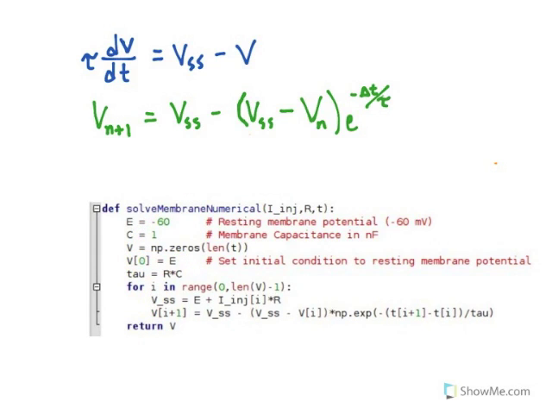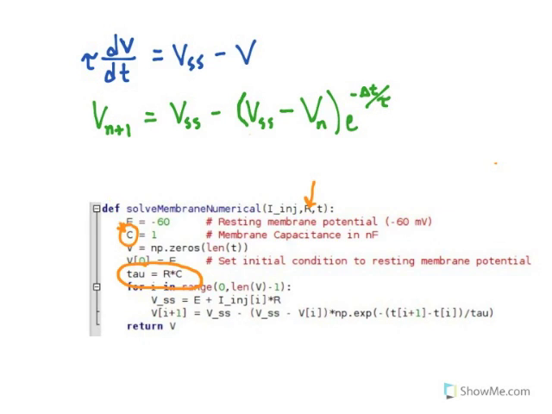And then the next line of code is just calculating what the time constant is. So remember, we're assuming that the resistance is constant. We're also assuming that the capacitance is constant. So the time constant in the membrane is R times C, and that corresponds to this term up in the original differential equation, if that wasn't clear.